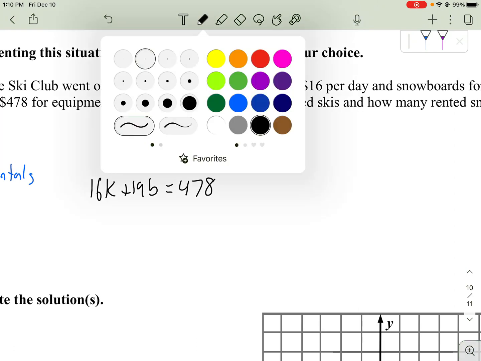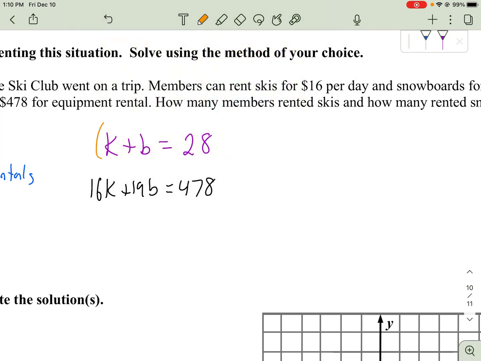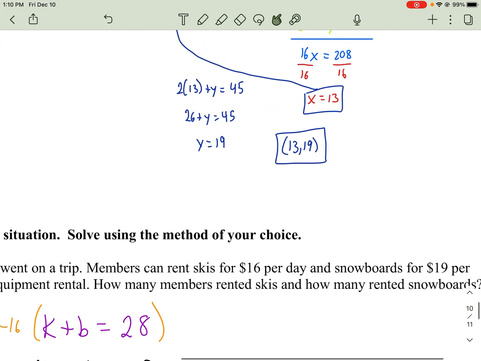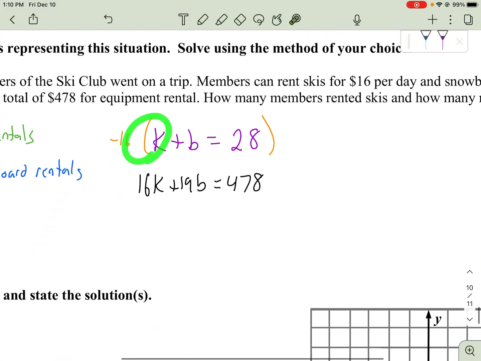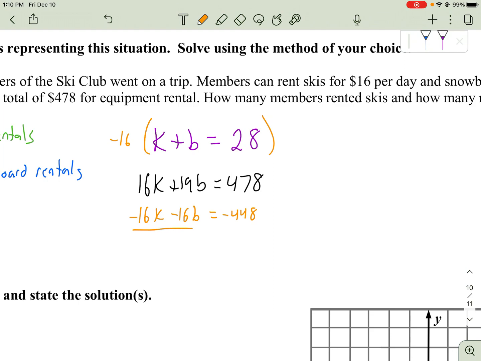I'm going to take my top equation, the purple one, and multiply it by negative 16, because that will create a negative 16k right here to go along with this 16k, which will be nice. So I get negative 16k minus 16b equals whatever 28 times 16 is. Negative 16 actually, which is negative 448.